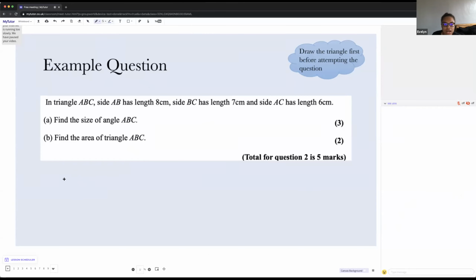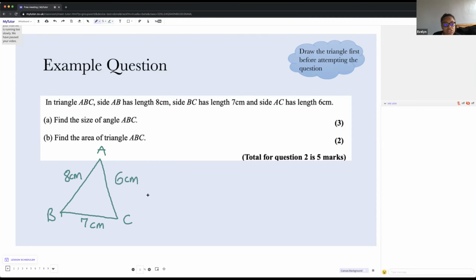Right. So I've advised that you draw the triangle first. So let's just draw the triangle. Then we're going to label it. So in a triangle ABC, let's just label A, B, and C. AB has a length of 8 centimeters. Side BC has a length of 7 centimeters. And side AC has a length of 6 centimeters.